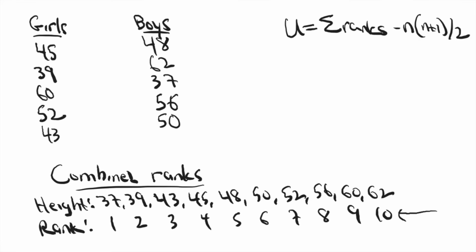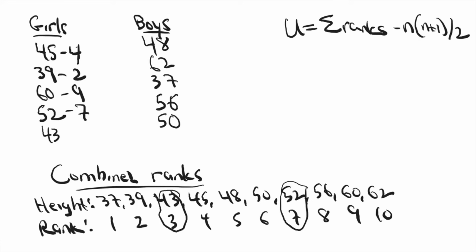And the next step is to then assign the ranks back to the individual cases. So this girl up here, her score was 45, and her rank in this combined data set is 4. 39 has a rank of 2. 60 has a rank of 9. 52 down here has a rank of 7. 43 has a rank of 3, like that.